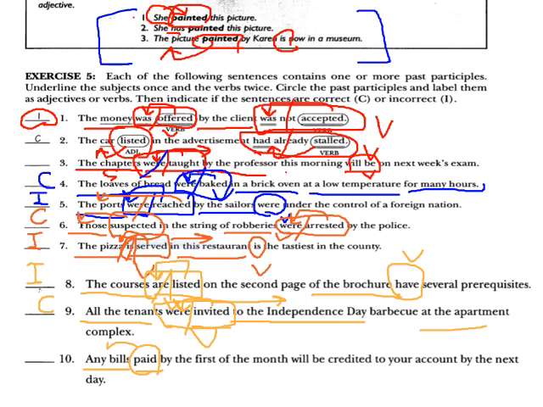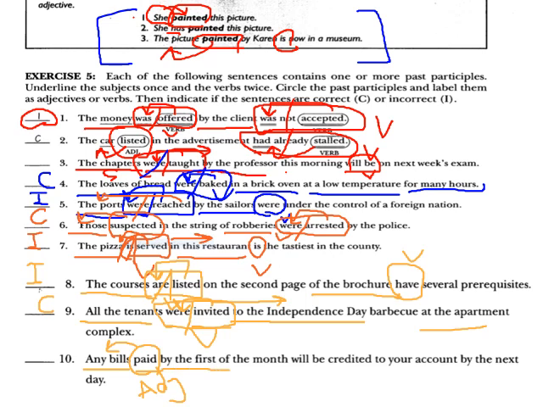Why? Because bills receive the action. They are paid. They do not pay. Okay, so bills do not perform this verb, do not perform this action. Fine. So they are paid. So they receive the action. So in this case, this is an adjective. So paid here is a past participle as an adjective.